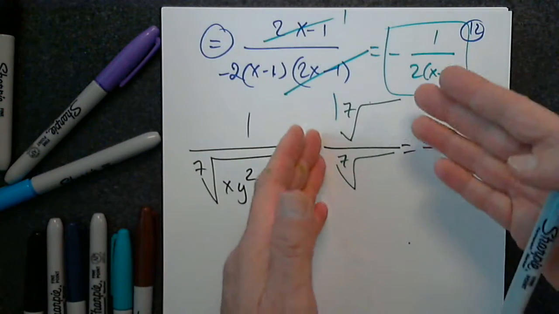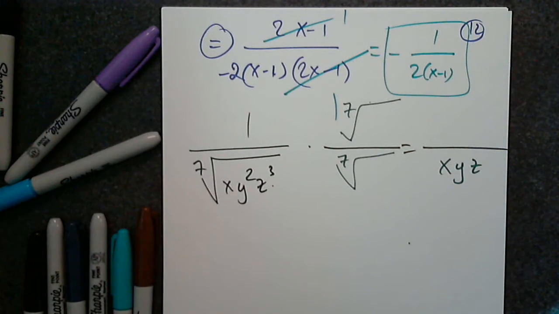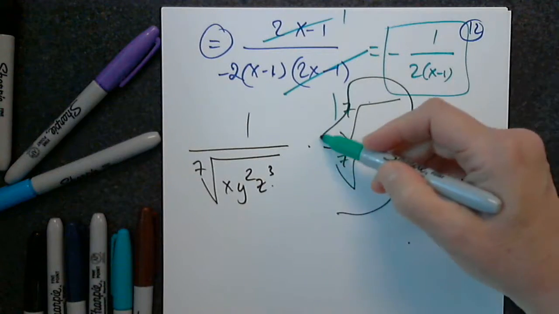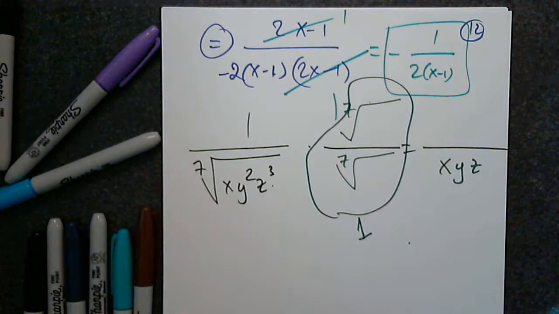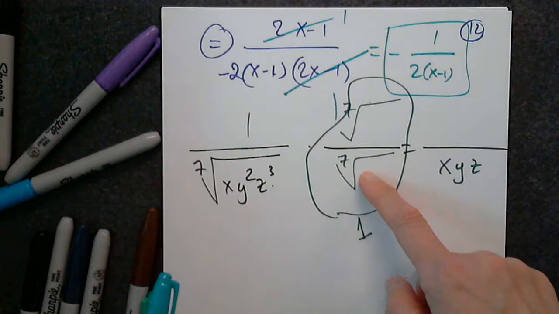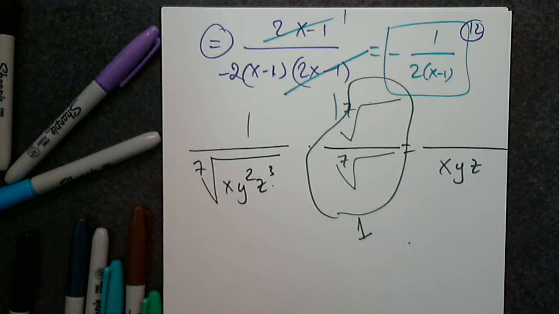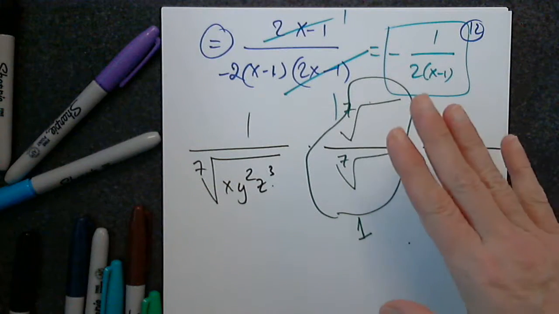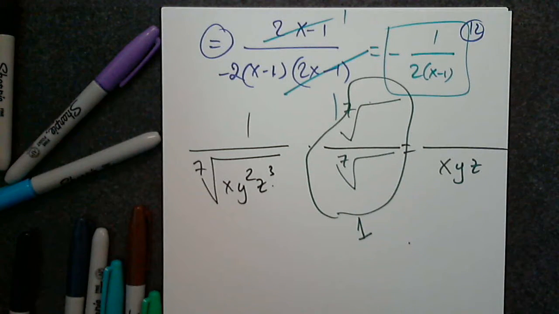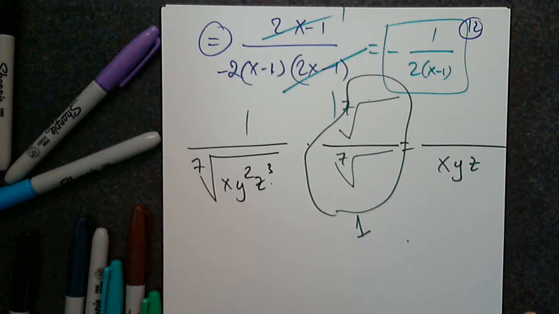We need to multiply and divide by something to get that xyz. Yes, you're right. This whole fraction will be 1 because top and bottom will be identical. That's why. Both are the same. They have to be the same.